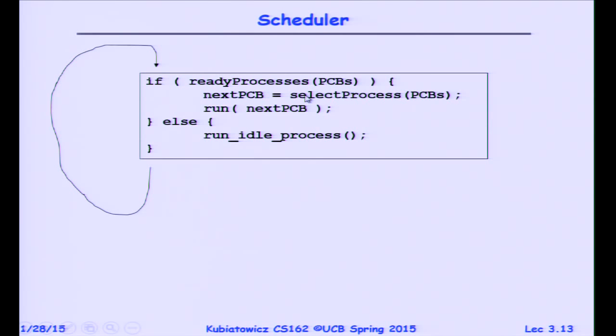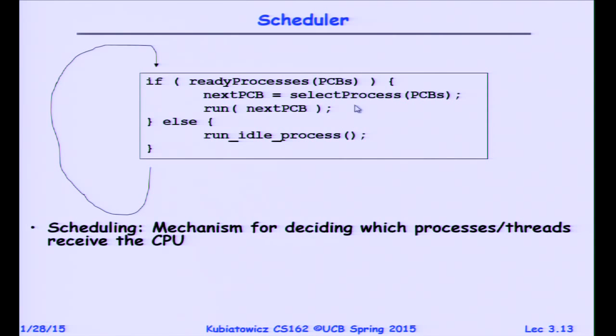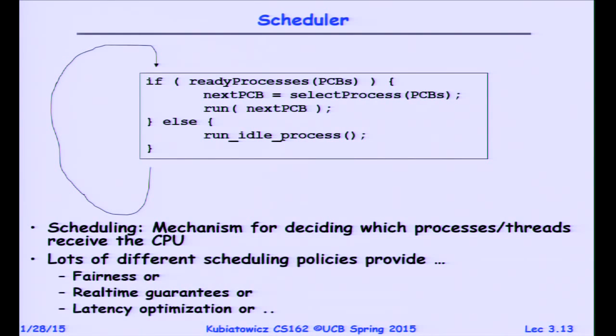Okay, but this loop, as silly and simple as it is, is extremely sophisticated. Why? Because of this select process. That's the scheduler. Given a list of things to run, what do we do next? Well, it's in there, and that's where we get all sorts of interesting stuff. So scheduling is basically the mechanism for deciding which things run, and lots of different scheduling policies. Fairness, or real-time guarantees, or latency optimization, or you pick it. There's a scheduling algorithm for it, and we're going to talk about several of them a little later in the term. In fact, you're going to get to implement the scheduler in Lab 2, so you get to play with scheduling as well.